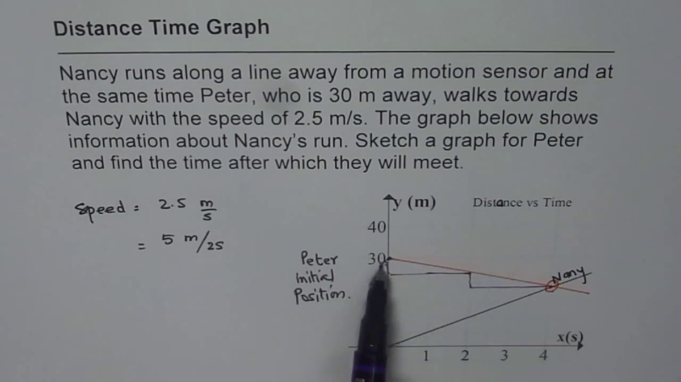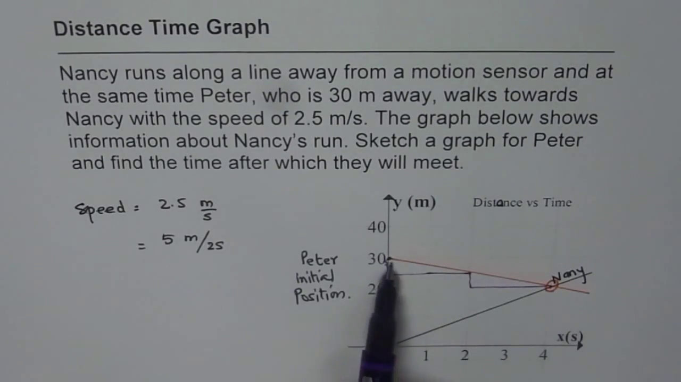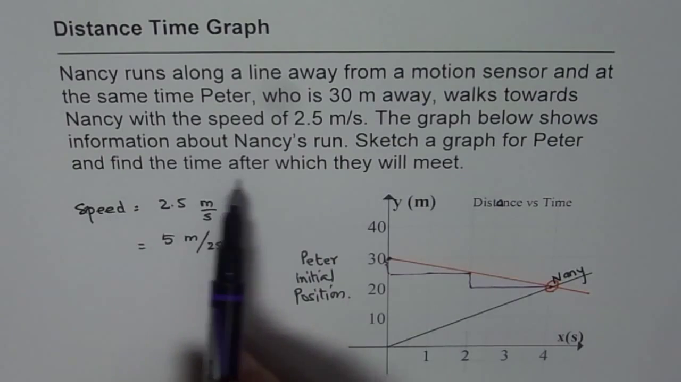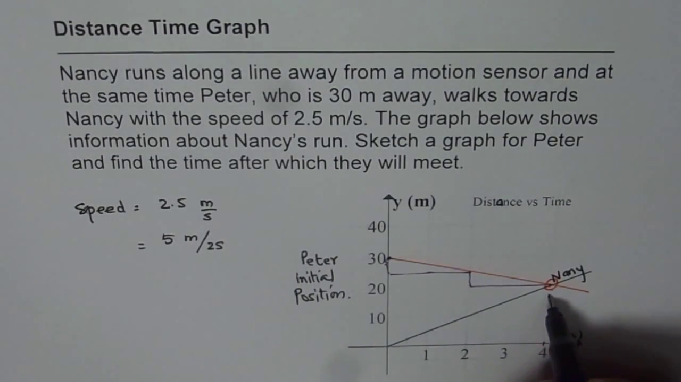So joining these points with a straight line, since he is walking at a constant speed, right? So we can join them with a straight line. So that gives you the sketch for Peter. And find the time after which they will meet. The time will be 4 seconds. So that is the time after which they will meet.